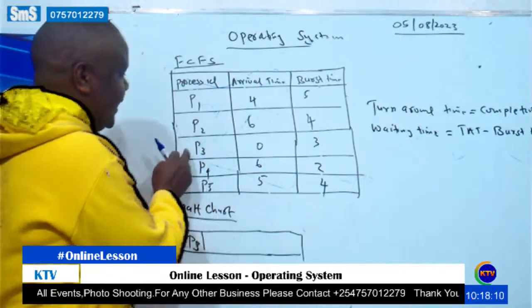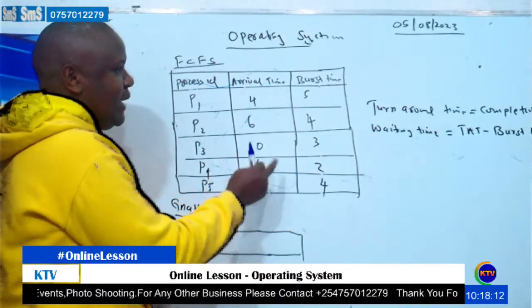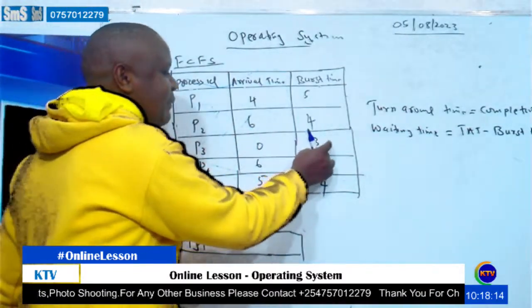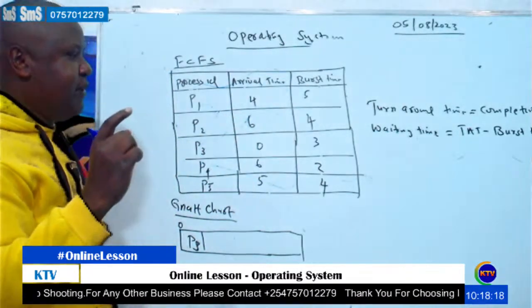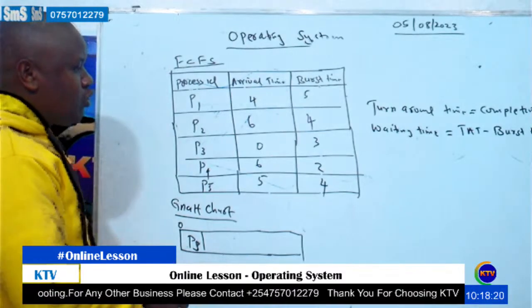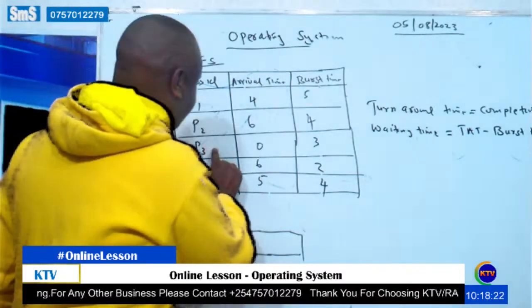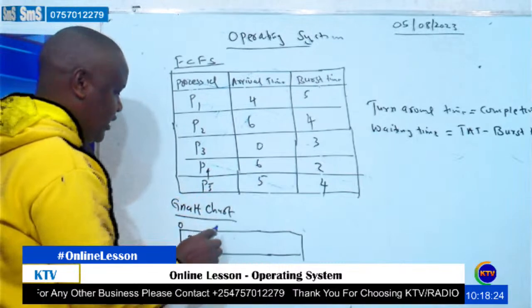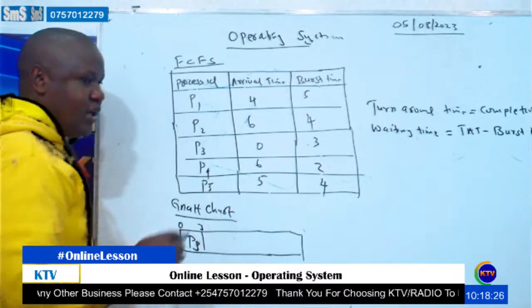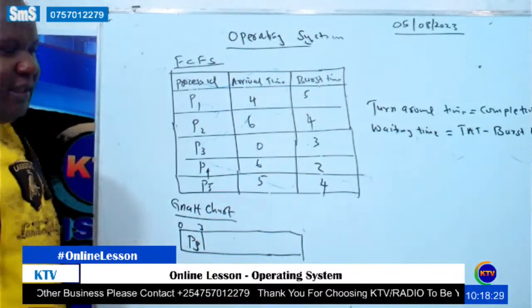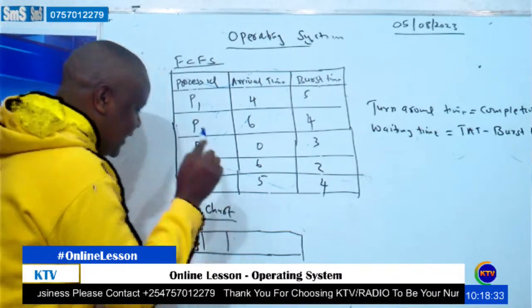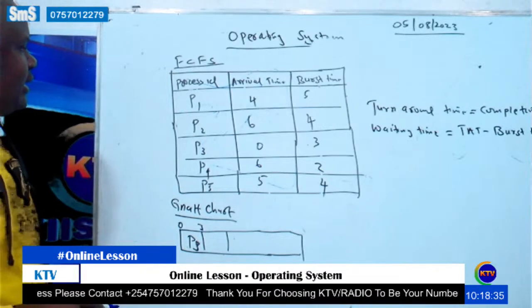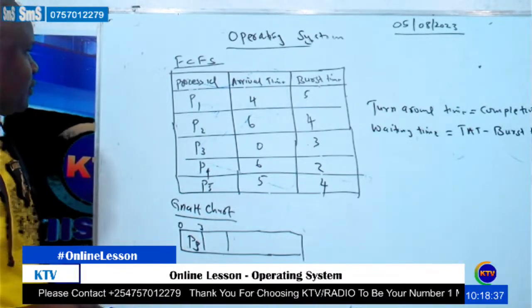So this process 3 arrived at time 0, but it's supposed to take 3 milliseconds. We talk about milliseconds or unit of time, 3 units of time. So the completion time for process 3 will be 3, because it arrived at time 0 and it took 3 units of time to be completed. Then now we come to the second process.